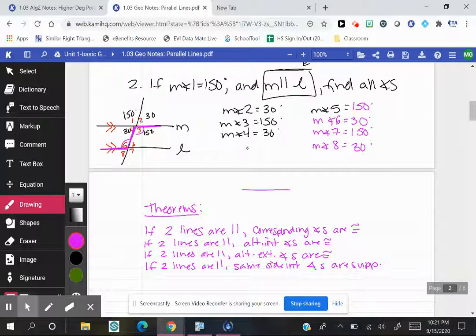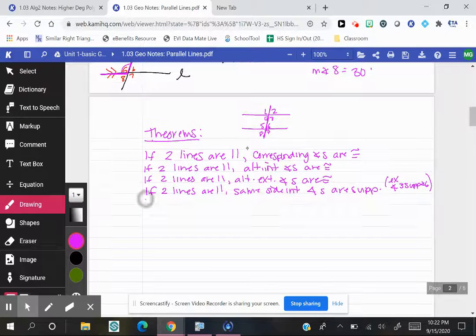So again, looking at this, if I've got 1, 2, 3, 4, 5, 6, 7, 8. Corresponding would be 3 and 7, 2 and 6. Alt interior we've talked about would be 4 and 6 or 3 and 5. Alternate interior, that is. Alternate exterior would be 2 and 8 or 1 and 7. Same side interior angles. So that means on the same side of the transversal, and they're both inside. So that would be angle 3 and 6. So 3 is up to angle 6, meaning they add to 180 degrees if you added those two angles together.